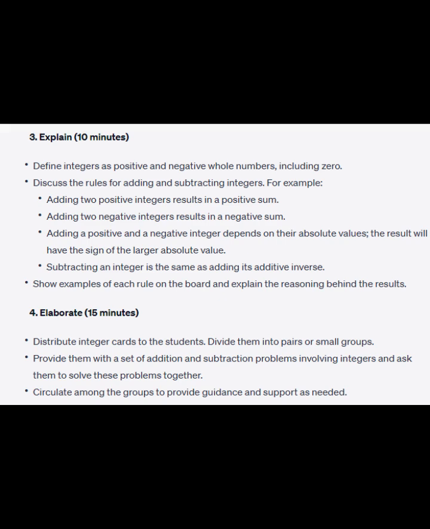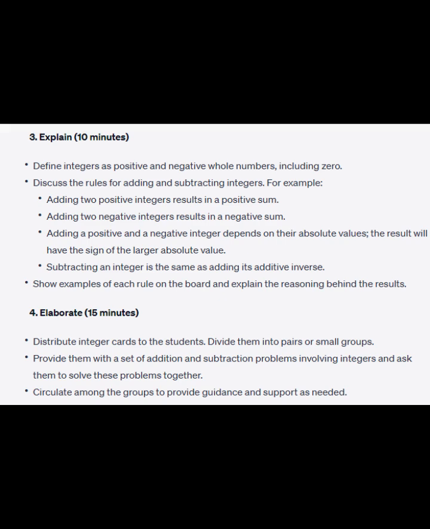Adding a positive and a negative integer depends on their absolute values. The result will have the sign of the larger absolute value. Subtracting an integer is the same as adding its additive inverse. Show examples of each rule on the board and explain the reasoning behind the results.